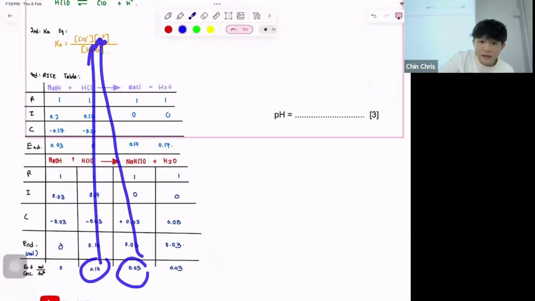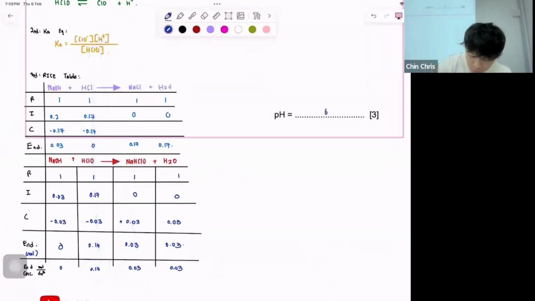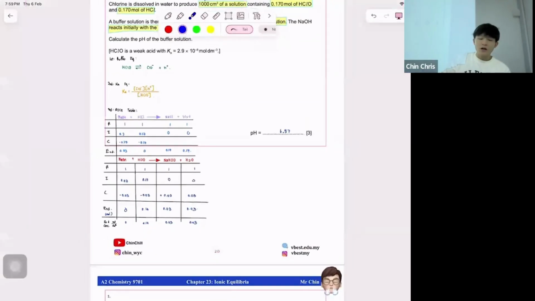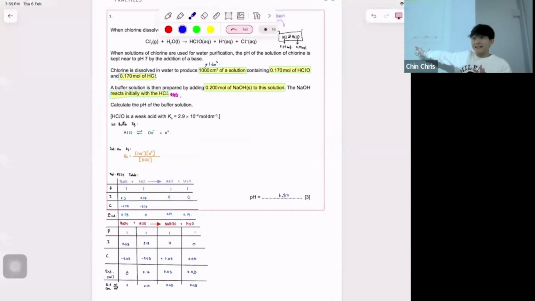I want you guys to do it as homework. And the final answer should be 6.87. Just plug it in and try it out. The change column is very simple. Just minus the smallest one away, and follow the ratio. So for a buffer question, rise table. Buffer, rise table. That's it. Not very difficult if you follow the trick.